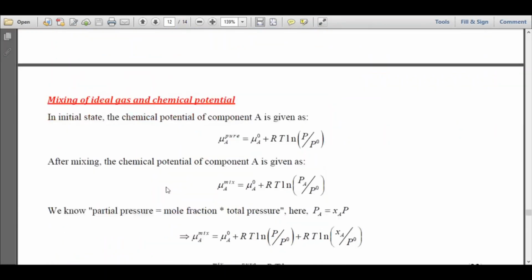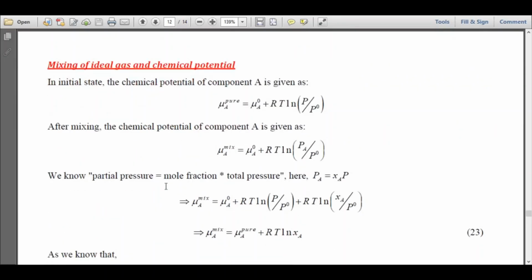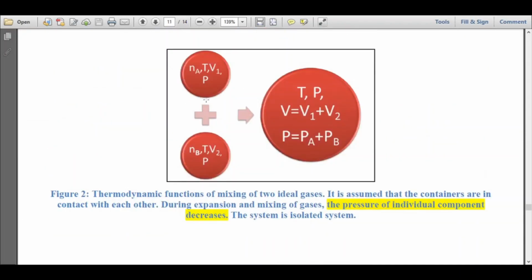As I said, we will discuss three things: mixing of ideal gas and its effect on chemical potential, its effect on free energy change, and its effect on entropy change. So first we will discuss mixing of ideal gas and chemical potential. While discussing chemical potential, let's consider only one component. Let that component be A. Here from this figure, gas A is in pure state. This is the pure state, and after mixing, there is a mixing state.